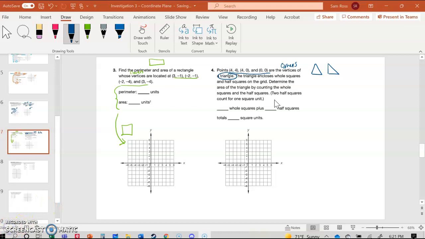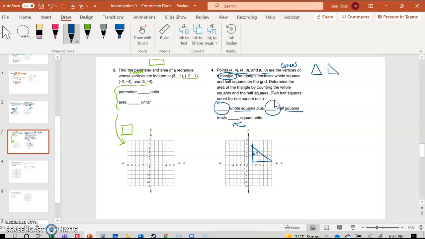Hold on. So it says determine the area of the triangle by counting the whole squares and the half squares. So you have so many whole squares plus so many half squares gives you a total of how many squares. So let's pretend this is not what your triangle looks like, I promise you. That this is your triangle.